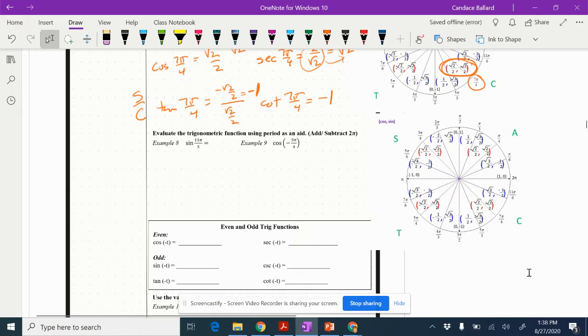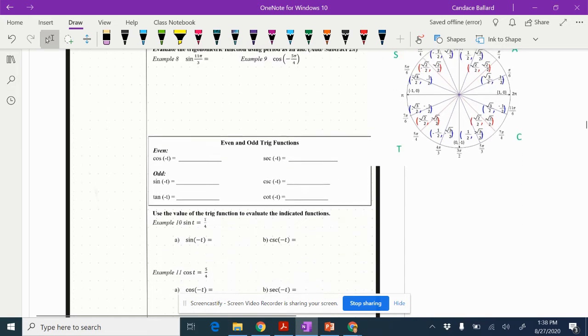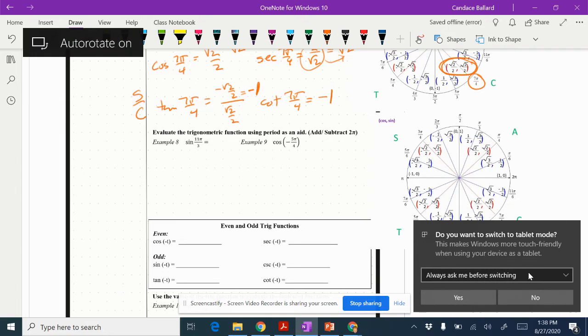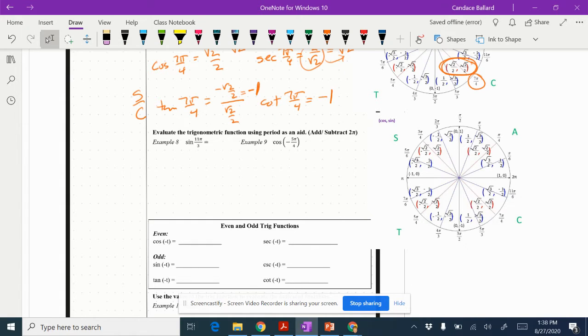So in this video, we're going to finish up this lesson. We're going to do examples 8 to 11. In example 8, we are going to evaluate the trig function just like we were doing in the last few, but this time we have to add or subtract 2 pi, basically.